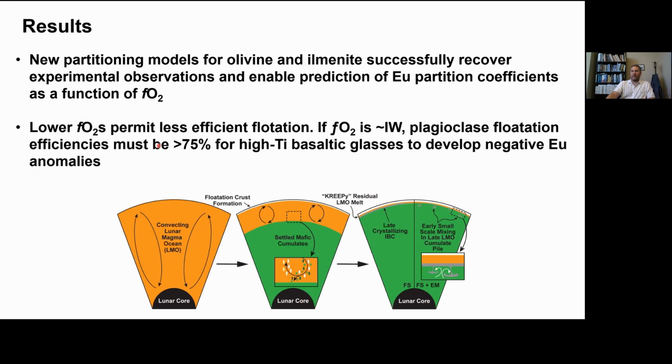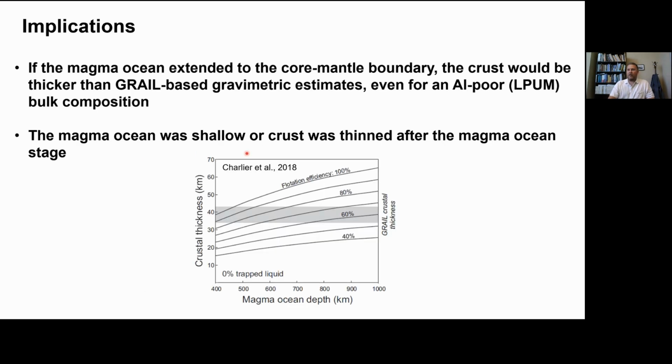I'll just reiterate the results here that Jesse developed partitioning models for olivine and ilmenite. And what was a surprising result to me when we implemented those in magma ocean solidification is that lower lunar magma ocean FO2s actually permit less efficient flotation because of the contributions of all of the phases that precipitate from the magma ocean to the europium anomalies of the cumulate pile. But if we make the assumption that the moon's FO2 is iron-wüstite, plagioclase flotation had to be more than 75% efficient.